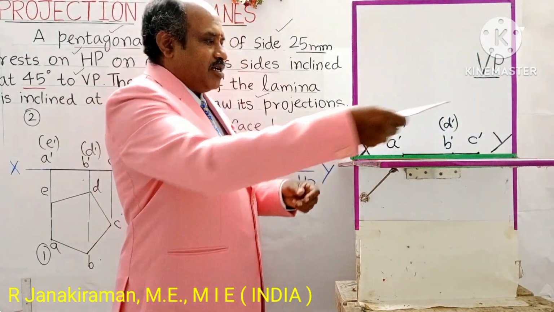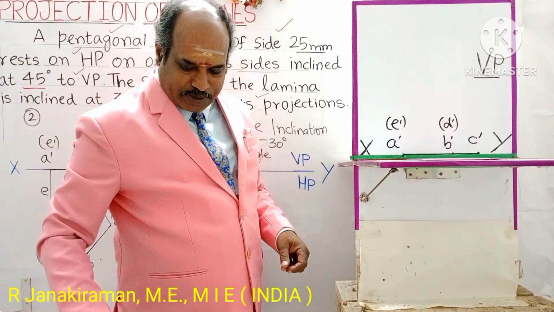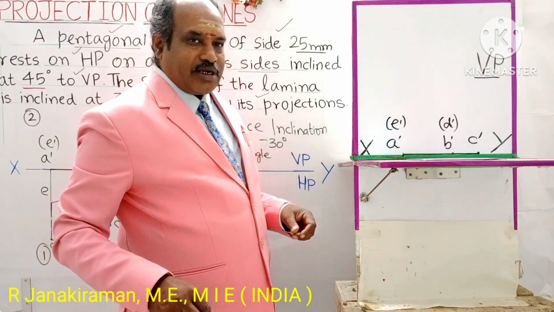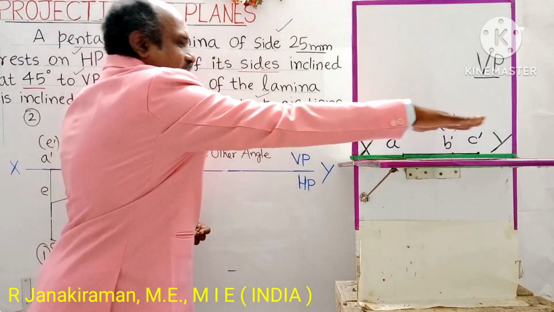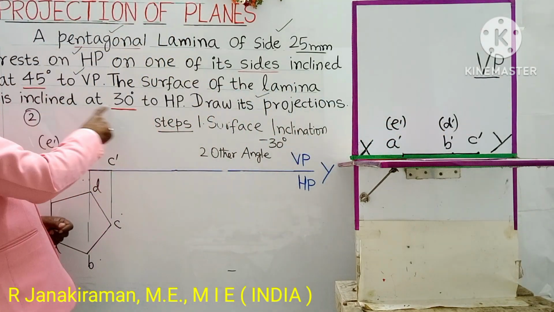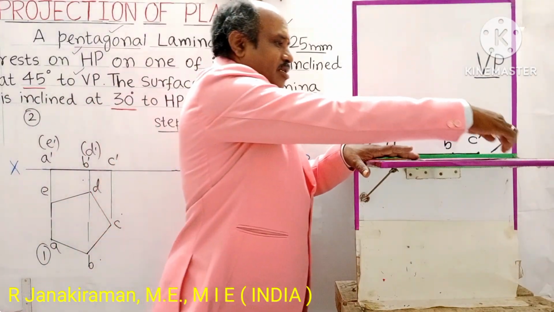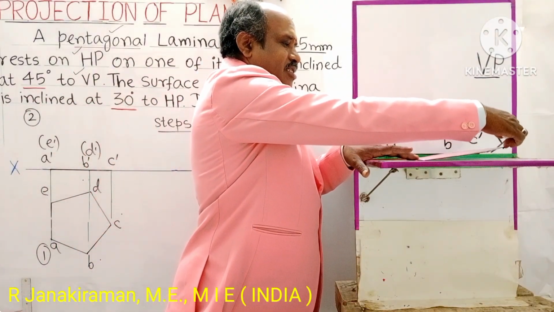So that I will explain. The plane rests on HP, the whole area lies on HP. The entire area is called the surface. The surface of the lamina is inclined at 30 degree to HP. So I have to tilt or turn this lamina like this.